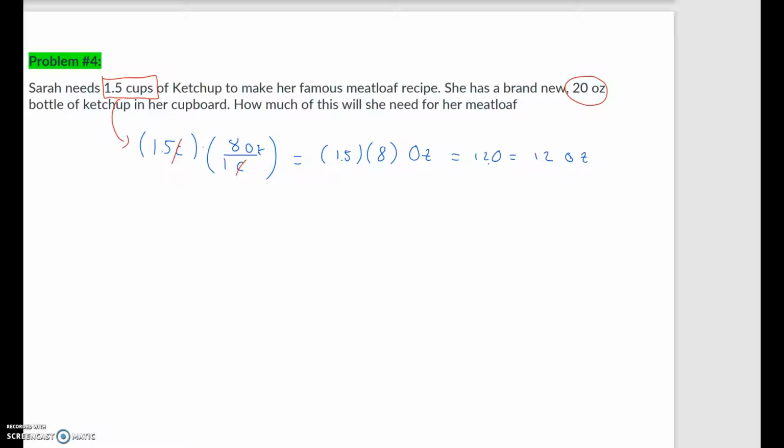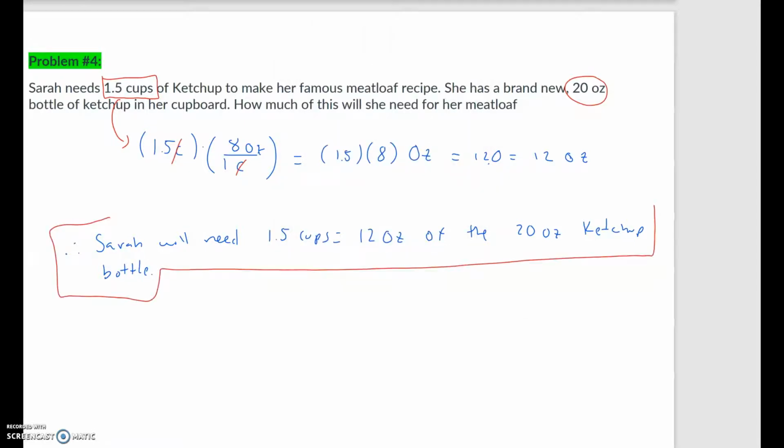Okay, so in this situation, they're talking about Sarah. So we will say that Sarah will need, and this is 1.5 cups, which is equal to 12 ounces of the ketchup bottle of the 20 ounce, so she only needs 12. That's actually it for that one.